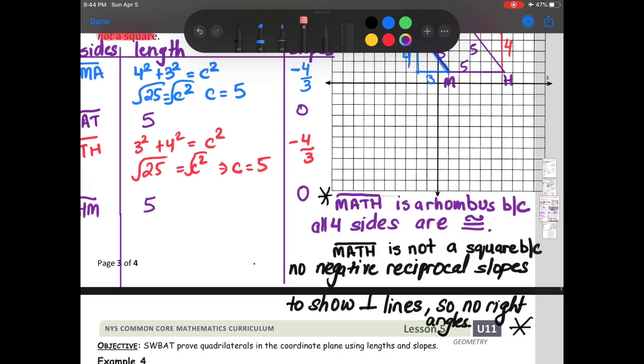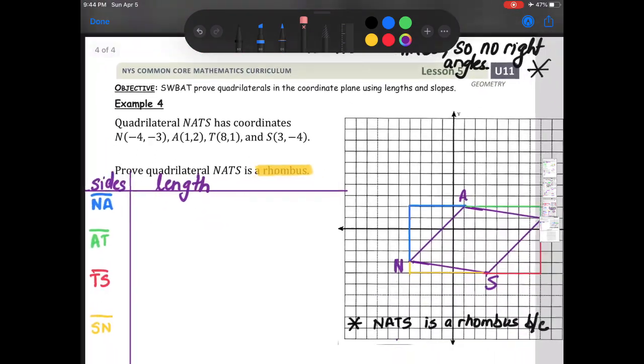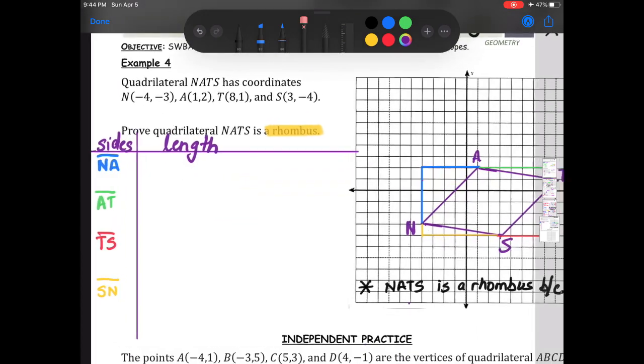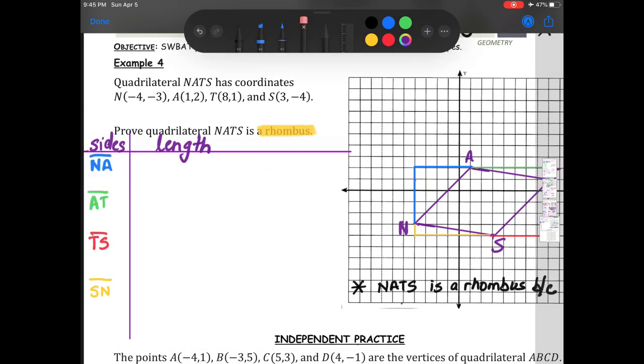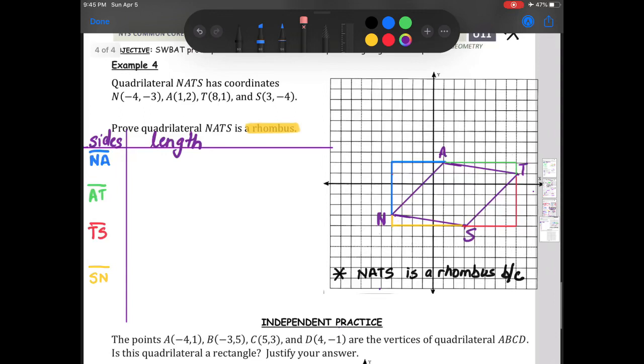Again, pause the video, try the next question on your own, and then we'll take it from there. Okay, so now I already have plotted those points, and I also built my triangles around them. Let's get started. It says prove the quadrilateral NATS is a rhombus. This one's easy because we just did one of those. How do we prove something's a rhombus? All you need to do is find length. Here we're not even finding slope. Sometimes you have to find both lengths and slope, sometimes you can do away with length.